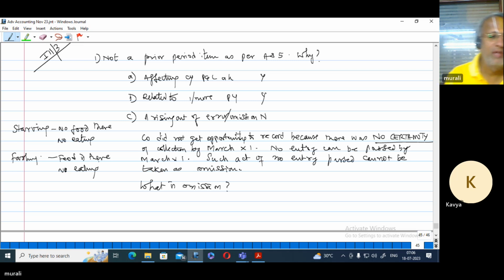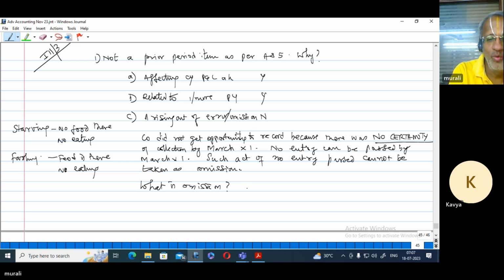Correct. So, which one of the two, starving and fasting, which one of the two is omission? So starving. No, fasting. I'll tell you how.